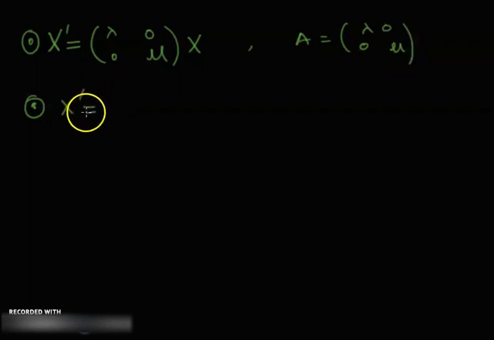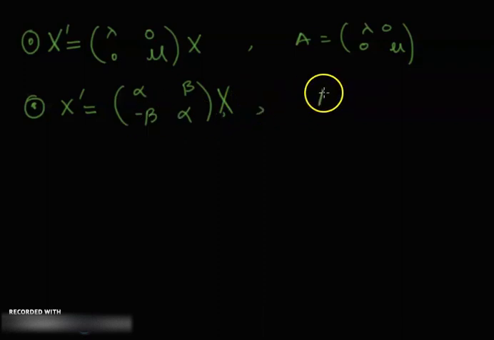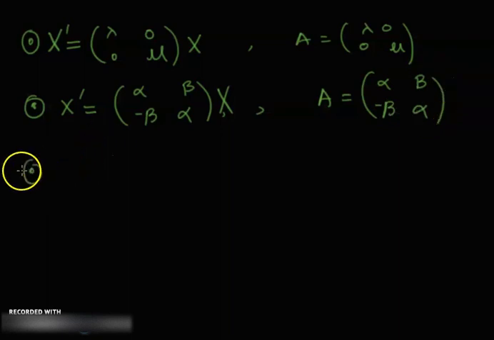Secondly, in this case A involved is lambda 0 0 mu, and then we considered x prime to be alpha beta minus beta alpha times x, and in this case A was this. We have seen that if alpha is 0 then we had purely imaginary eigenvalues, and if alpha is non-zero then we had complex eigenvalues, and the behavior was spiral sink or spiral source.